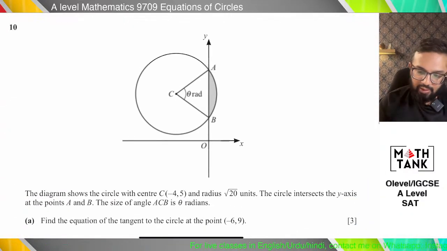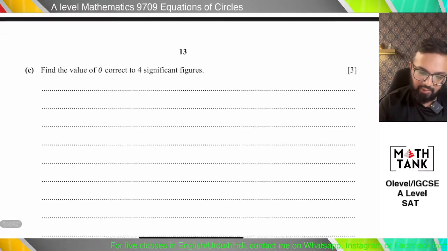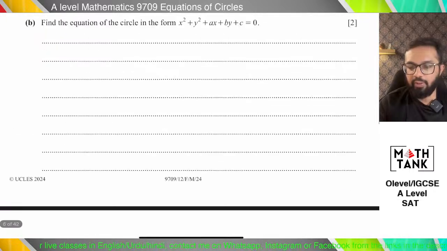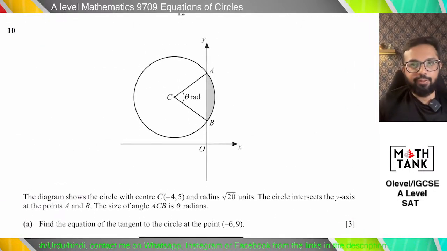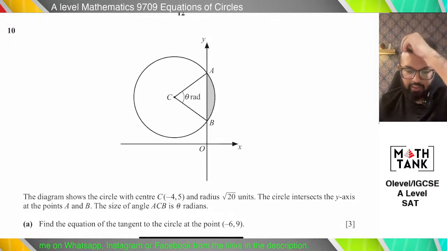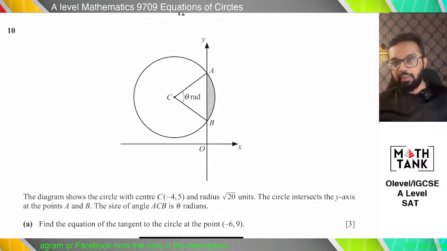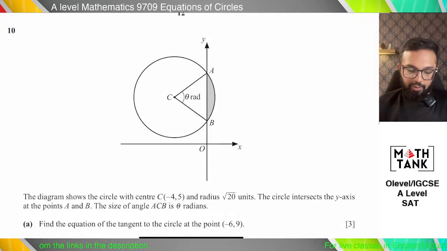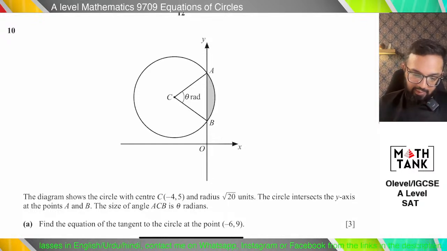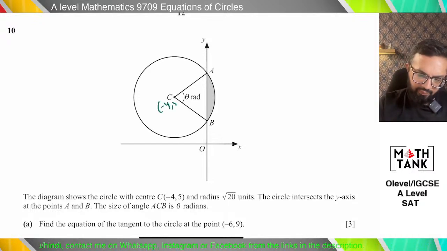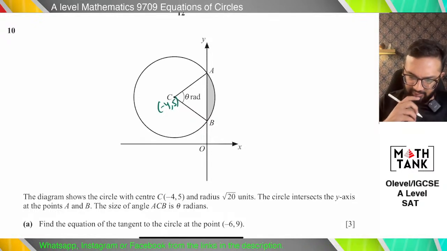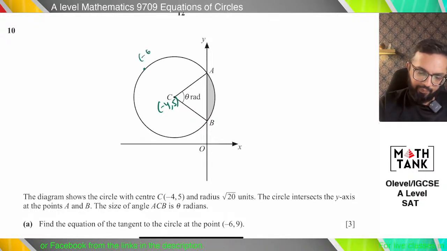Okay, question number 10. Is this a question on area or otherwise? Okay, I think we'll be able to do this. The diagram shows the circle with center C and radius root of 20. The circle intersects the y-axis at the points A and B. The size of the angle ACB is theta radians. Find the equation of the tangent to the circle at the point minus 6, 9. So this point is minus 4, 5. Minus 6, 9 should be somewhere here. I'm trying to find this tangent.